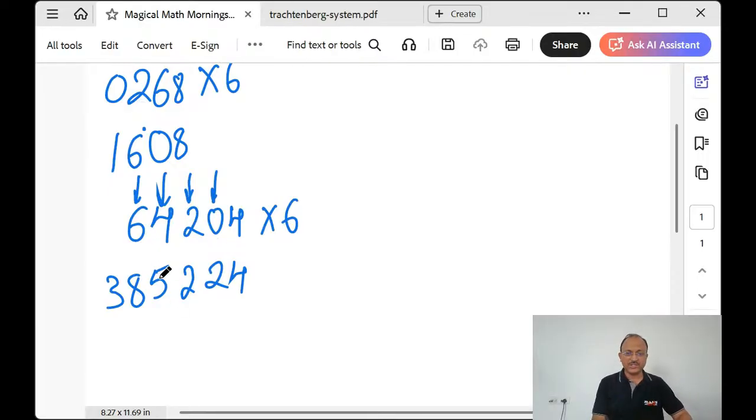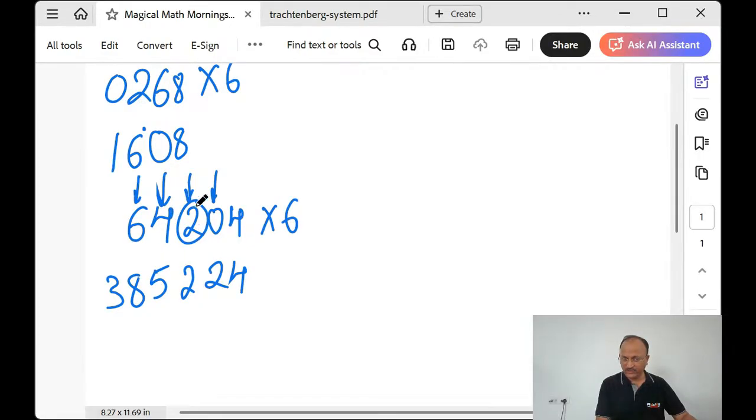Clear? 64,204. Let me explain once again. First, we'll take the number, and its neighbor's half we are going to add. There is no neighbor, so nothing to add. So 4 we'll write as it is. Next number is this. 0 is the number. Then half of the neighbor is 2. So 0 plus 2 is 2, I have written. 2 is the number, half of the neighbor, 0's half is 0. So nothing to add. 2 I have written as it is.